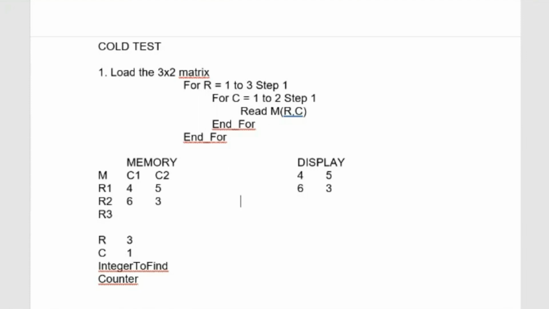Now, read a number. Suppose it is number 3. Again, this 3 is coming here. Why? Because this is the row 3, column 1. Suppose after that, and step 1, suppose we read number 5. This 5 is coming here. Why? Because this is the row 3, column 2. So, step number 1 is finished.